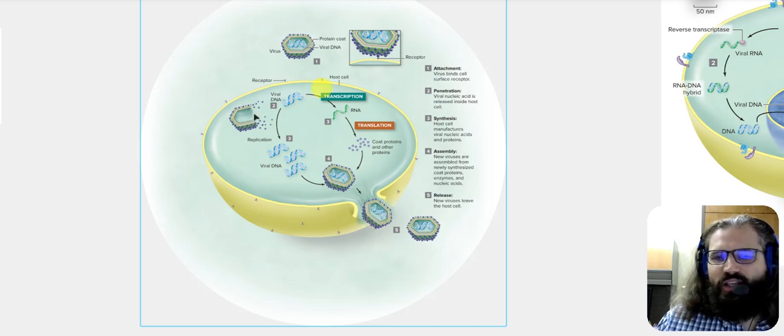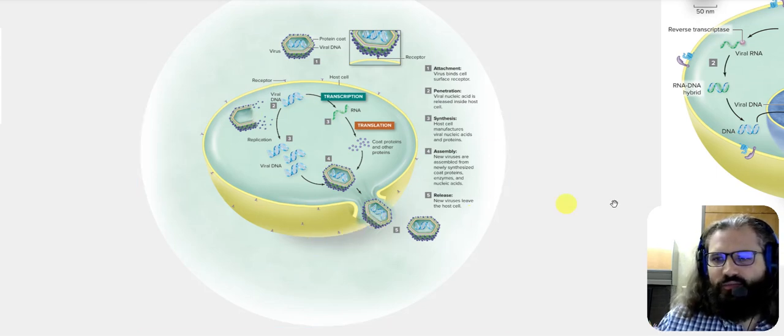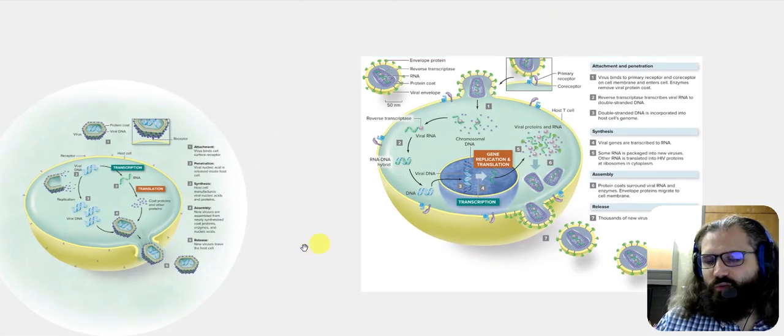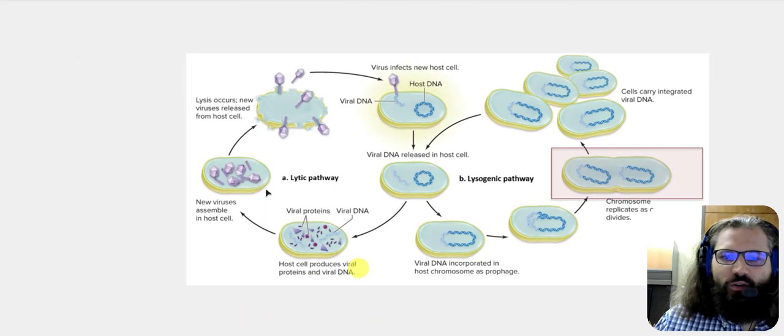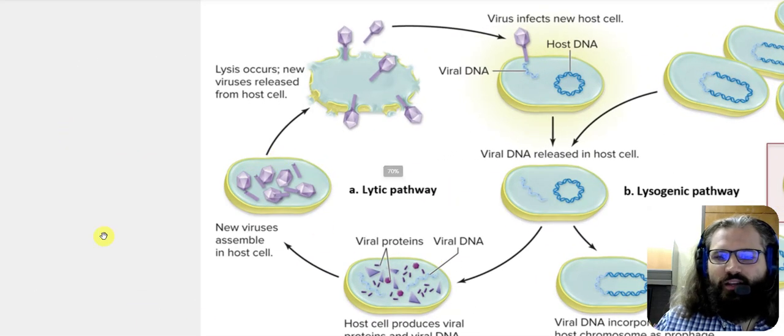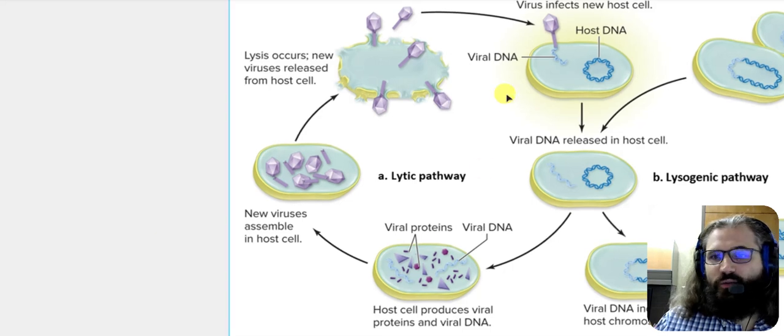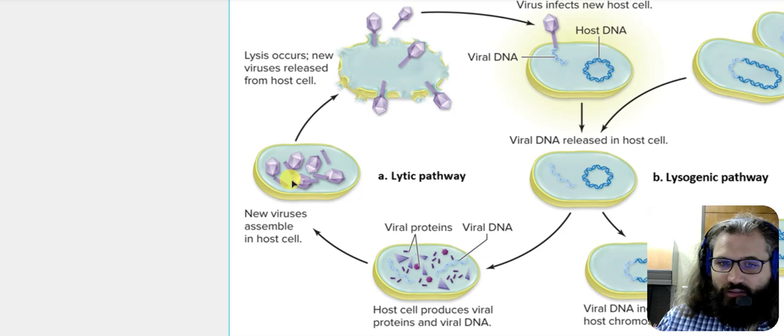So what happens if you kill the host cell, bacteria or a eukaryotic cell? Well, in that case, we are in what we call a lytic pathway. So the lytic pathway here is when your virus infects, and then the viral DNA is released, so attachment, penetration, and then here you have synthesis, assembly, and release. So all of that happens, and the release kills the bacteria.